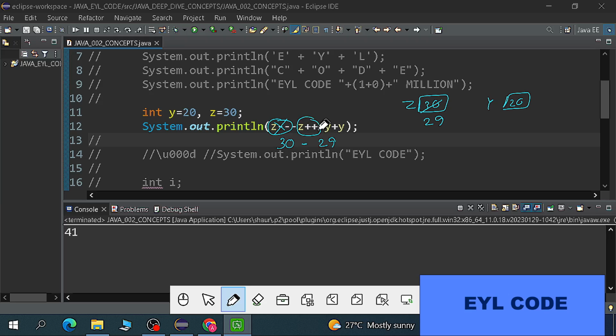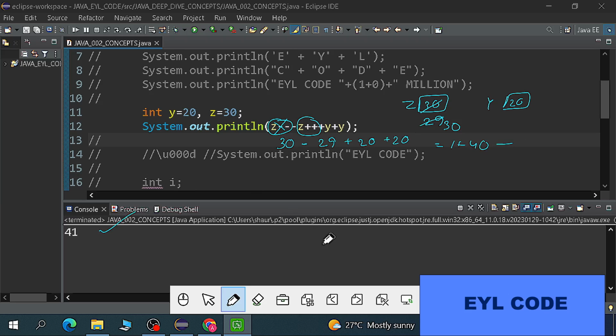So in this case again, now what is the value of z? 29, that's why it's 29. And due to postfix, the increment operator plus plus is again going to make it 30, right? 30, but it is not of use as of now. So now next what is going to happen? Plus y means 20, again plus y. So what is going to be the output? 30 minus 29 is going to be 1, plus 20 plus 20, 40, hence the output was 41, right?